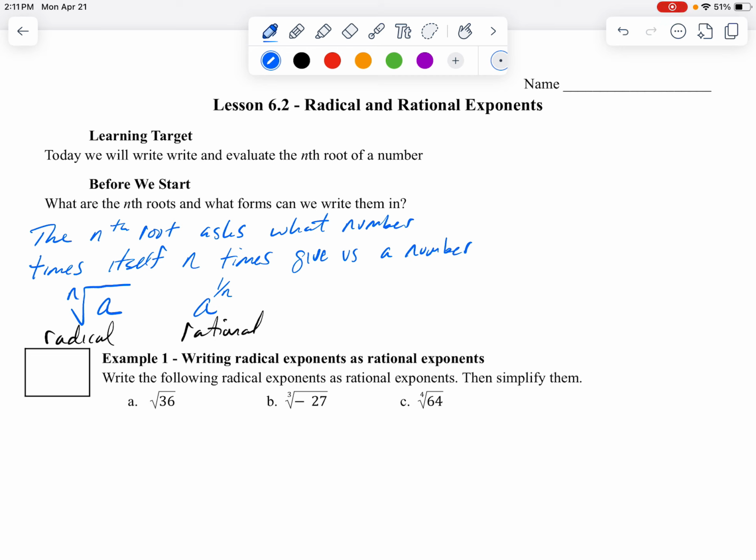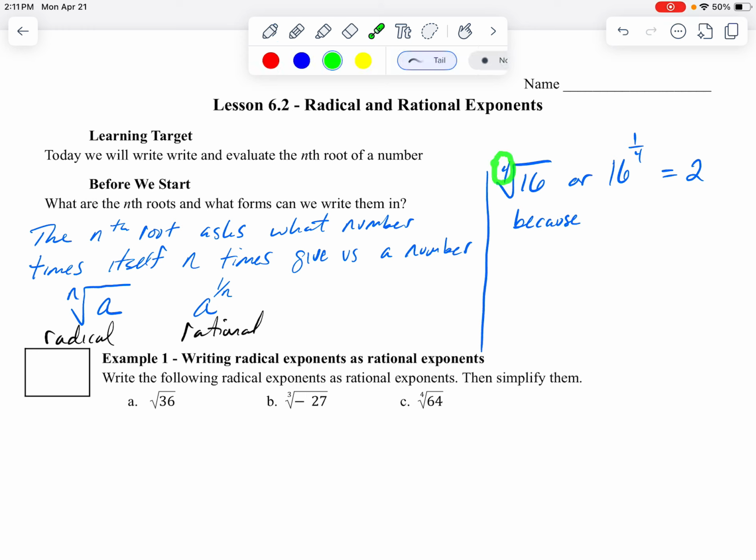I'll do a couple examples over here. If I had the 4th root of 16, I could also write this as 16 to the 1/4 power. And if you put that in your calculator, that'll give us the answer that we're looking for. And this is 2 because we wanted the 4th root. We wanted what number times itself 4 times will give us 16. So 2 times 2 times 2 times 2 gives us that 16. That's why the 4th root of 16 is 2.